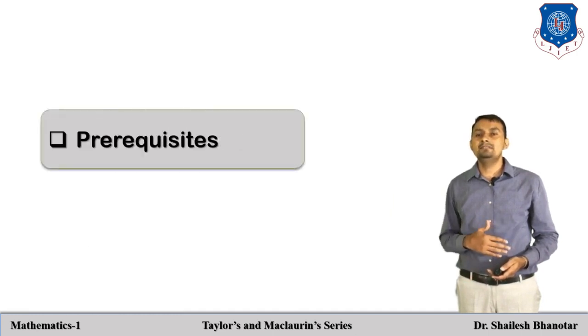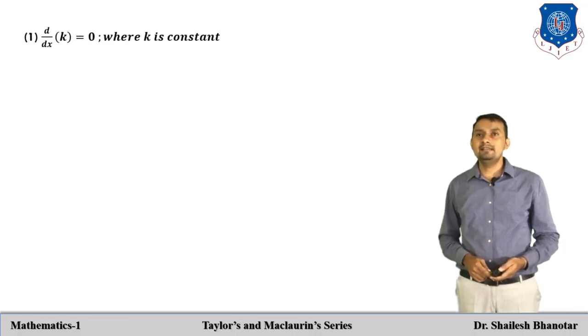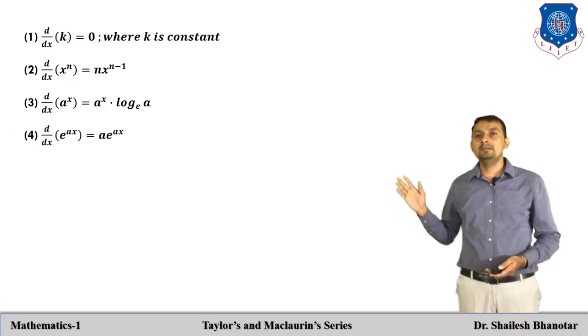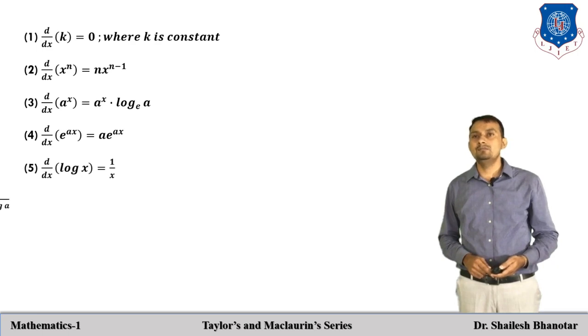Before considering examples, let us look at some prerequisites. These are the basic formulas you have already studied in the 11th and 12th. First, d by dx of any constant is 0. Second, d by dx of x raised to n is n into x raised to n minus 1. Third, d by dx of a raised to x is a raised to x into log a with the base e. Fourth, d by dx of e raised to x is e raised to x. Fifth, d by dx of log x is 1 by x.